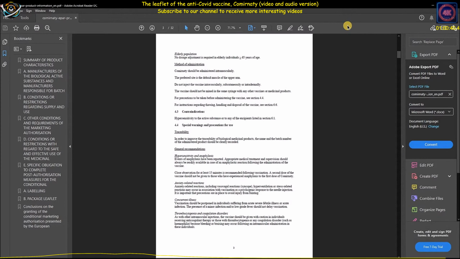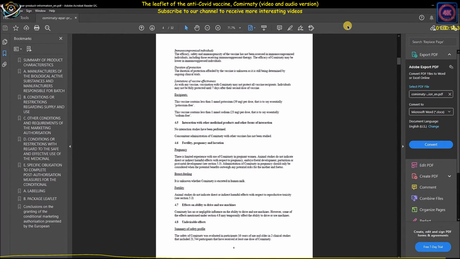Thrombocytopenia and coagulation disorders. As with other intramuscular injections, the vaccine should be given with caution in individuals receiving anticoagulant therapy or those with thrombocytopenia or any coagulation disorder, such as hemophilia, because bleeding or bruising may occur following an intramuscular administration in these individuals. Immunocompromised individuals. The efficacy, safety, and immunogenicity of the vaccine has not been assessed in immunocompromised individuals, including those receiving immunosuppressant therapy. The efficacy of Comirnaty may be lower in immunosuppressed individuals.